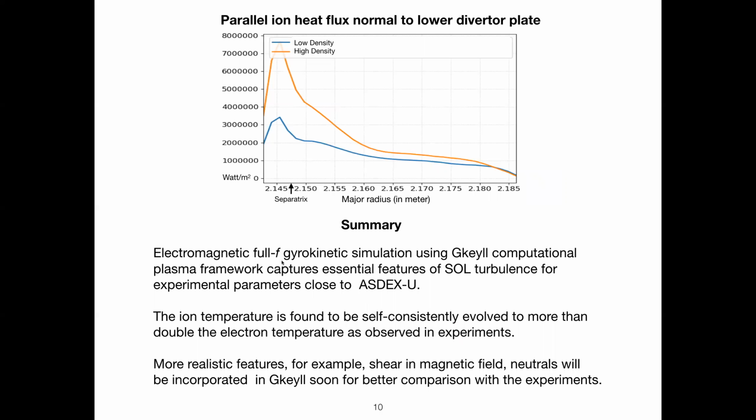So in summary, the Gkeyll code can now capture, using its full-F gyrokinetic electromagnetic capabilities, the blobby features that are happening in the SOL region, SOL plasma turbulence, for realistic ASDEX-like parameters. And we see the ion temperatures are almost double the electron temperatures. However, more realistic features, for example, the shear in magnetic field, as I mentioned earlier in Noah's talk, and neutrals, as you heard in the last talk by Tess Bernard, are being incorporated in Gkeyll soon for a better comparison with experiments.